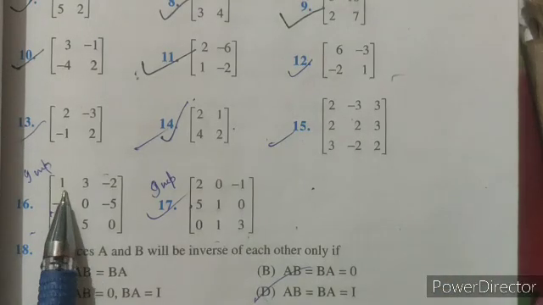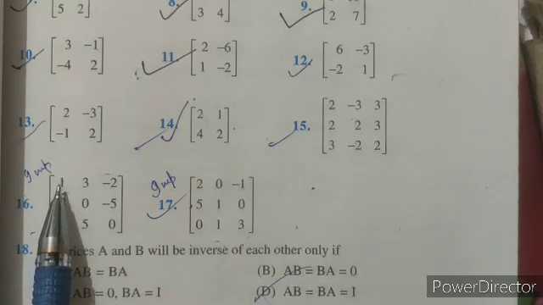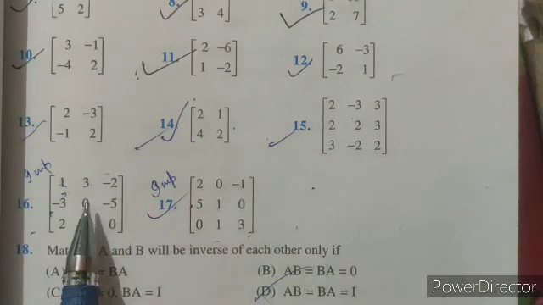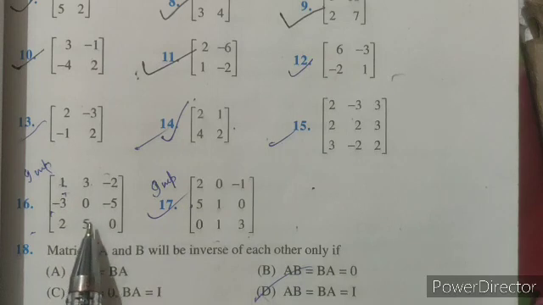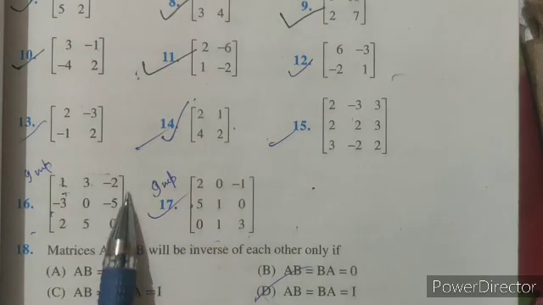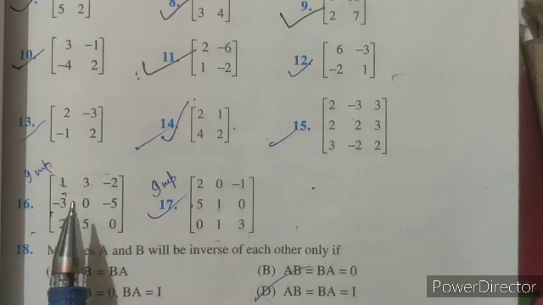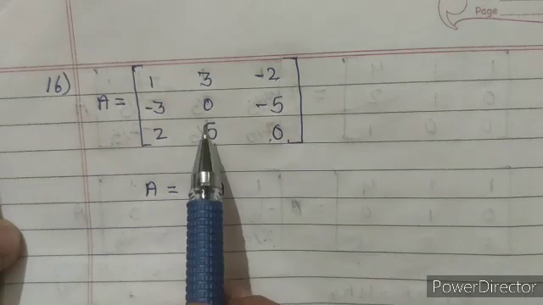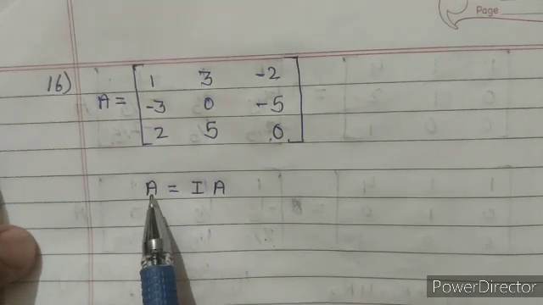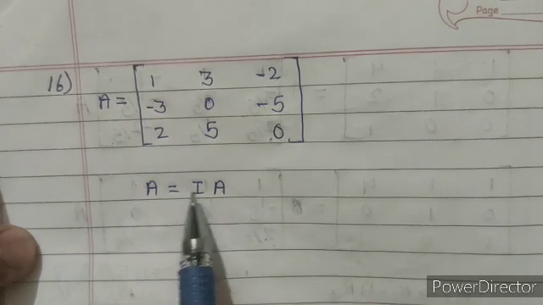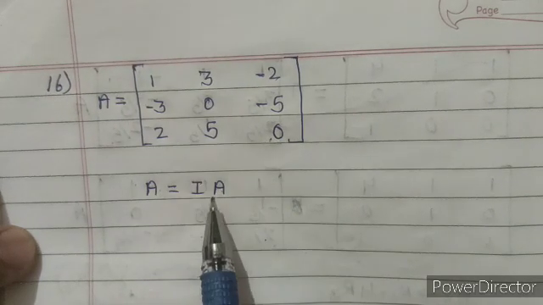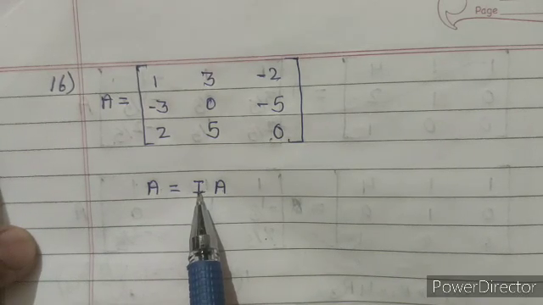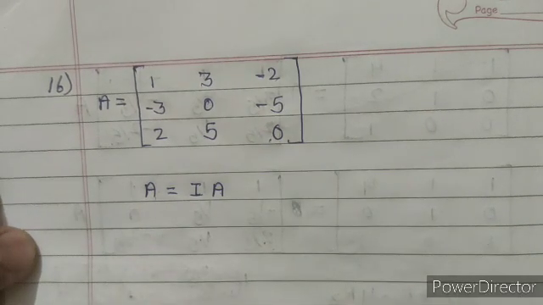Now, in question number 16, a matrix is given to us whose first row is 1, 3, minus 2, second row is minus 3, 0, minus 5, and third row is 2, 5, 0. Now, we have to find its inverse by elementary transformation. For that, I am taking this matrix as A. Now, in order to find its inverse, our first step is that we have to take A equal to IA. In place of A, we will write down the matrix A, and in place of I, we will take an identity matrix of order 3 by 3, as A is of order 3 by 3.